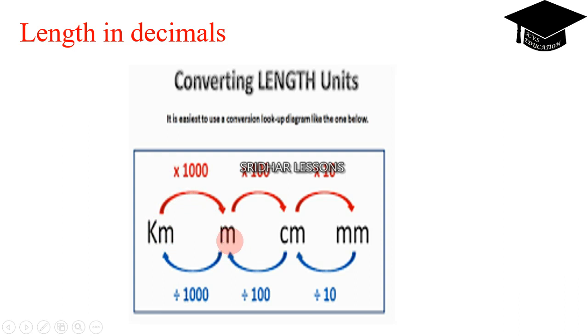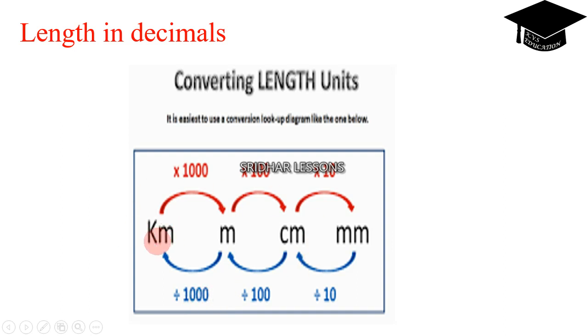Similarly, meters can be converted into centimeters by multiplying the number by 100. Centimeters can be converted into millimeters by multiplying the number by 10. Millimeters can be converted into centimeters when the number is divided by 10. Centimeters can be converted into meters when the number is divided by 100. And meters can be converted into kilometers when the number is divided by 1000.